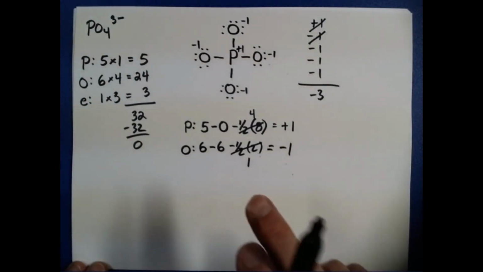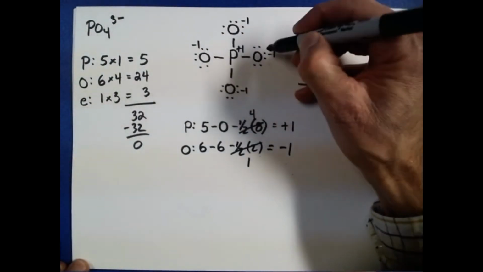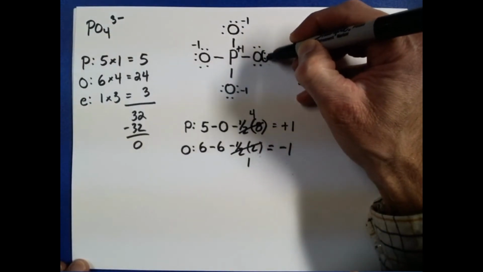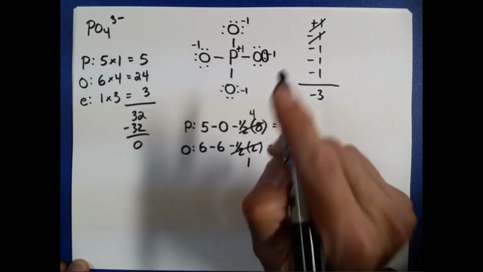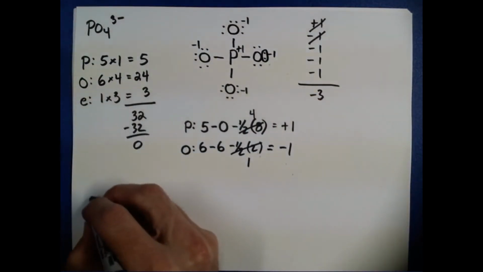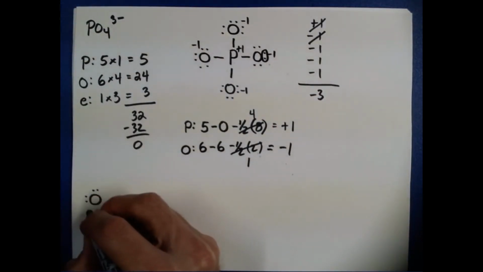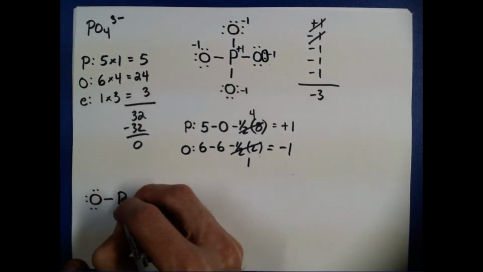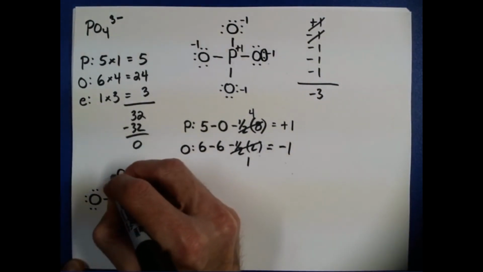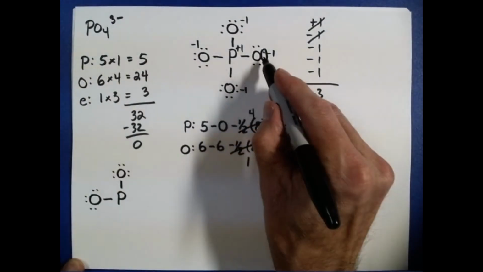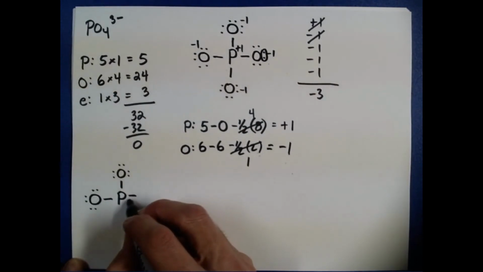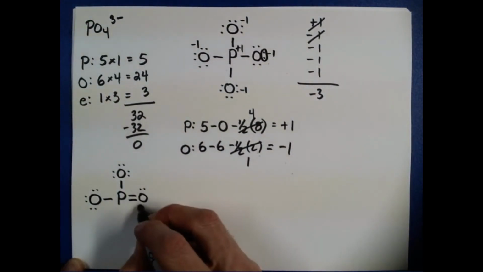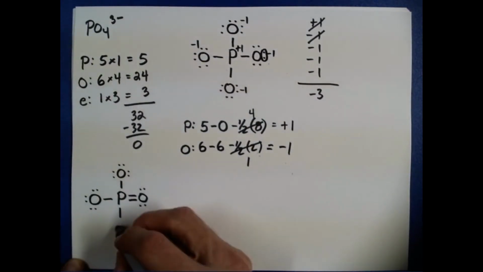But I want you to notice something. If I take one of these oxygens, let's just take this one right here, and I take this lone pair and move it into a bond pair with the phosphorus, watch what happens to the formal charges. Let me just draw the new resonance structure that would result. This is the one where I took the lone pair and moved it into a bond pair, so that's going to be a double bond here.